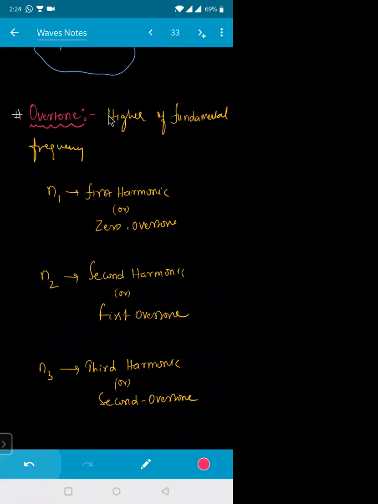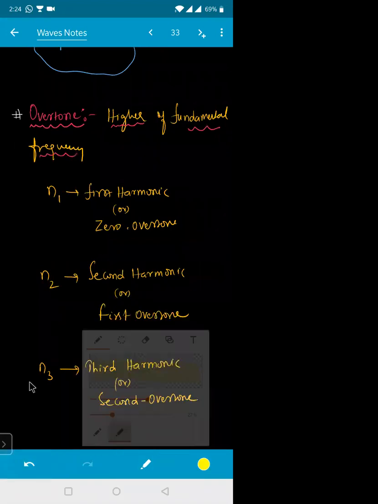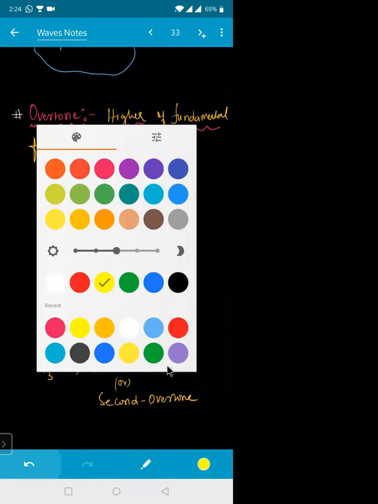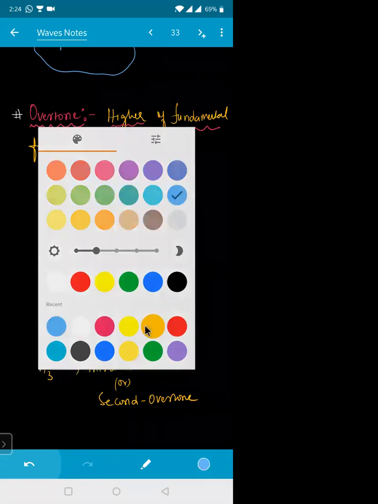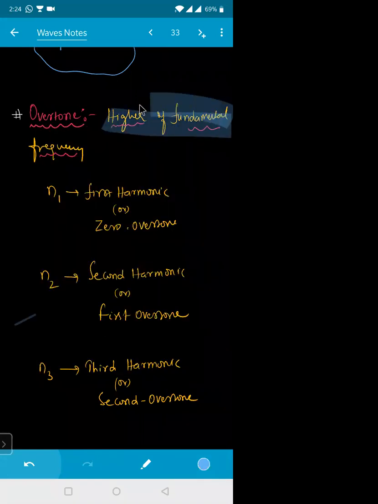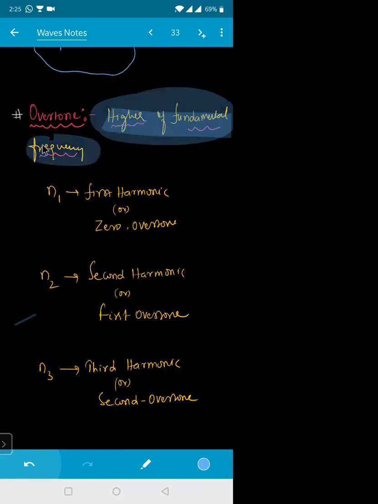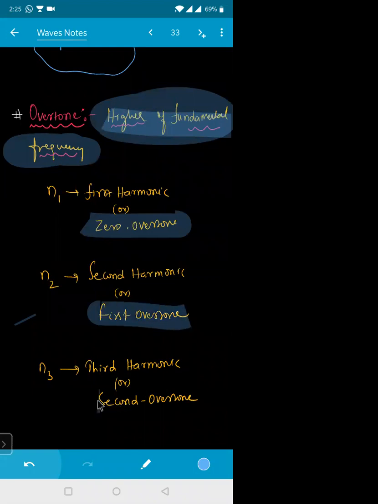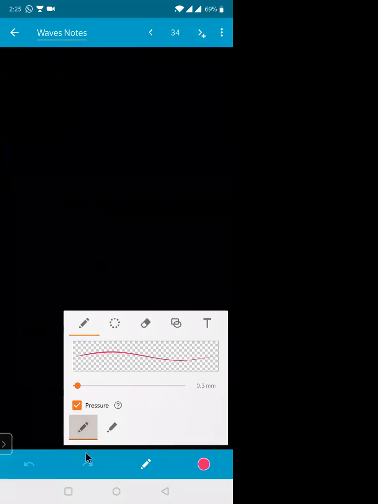So what do you mean by overtone? Frequencies higher than the fundamental frequency are called overtones. So N1 is the first harmonic, or zeroth overtone, then first overtone, second overtone. Clear?